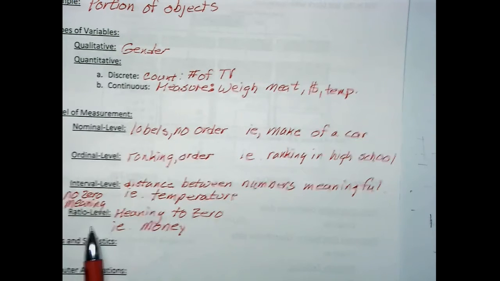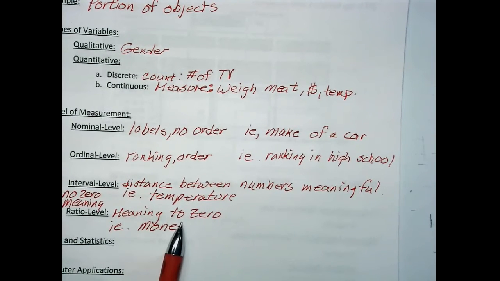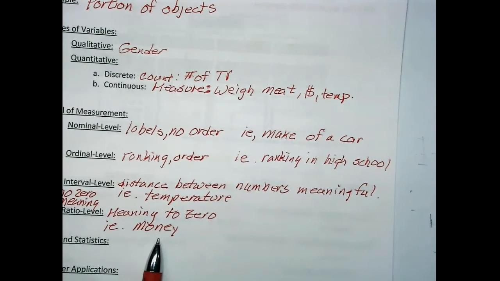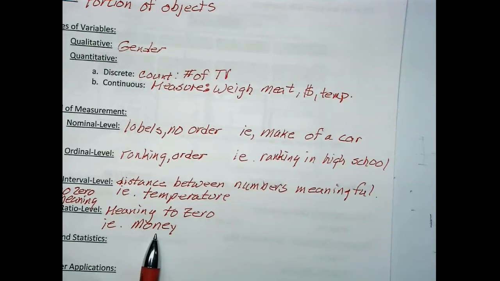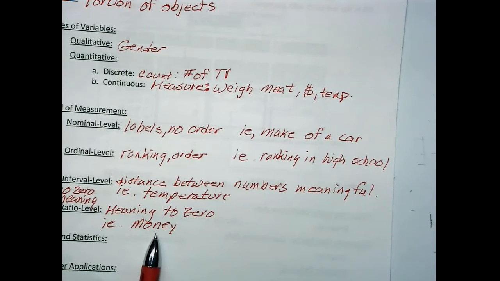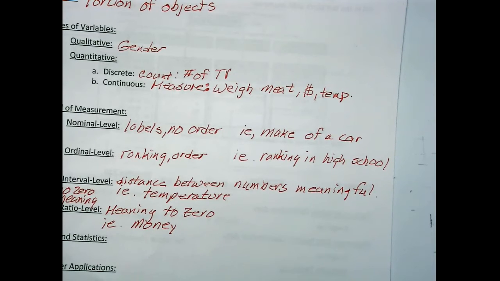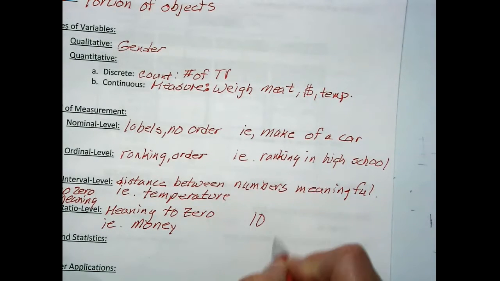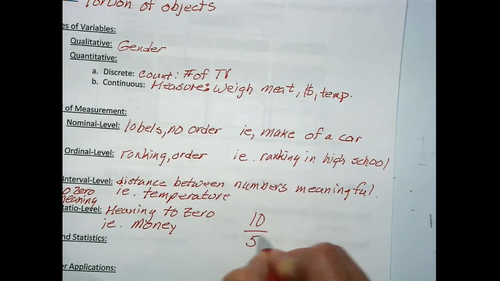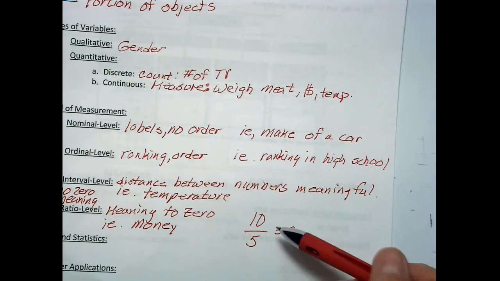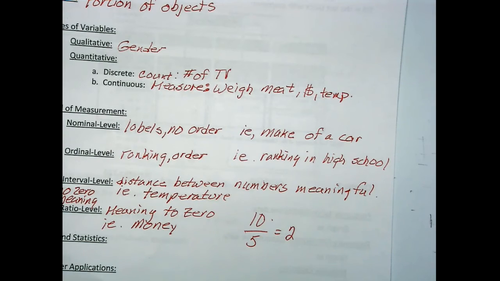However, ratio level does have meaning to 0. An example of ratio is money. If I say I have $0 in my pocket, there's an absence of money for sure. And if I have $10 and you have $5 in your pocket, I have twice as much. You can turn the data into ratio.